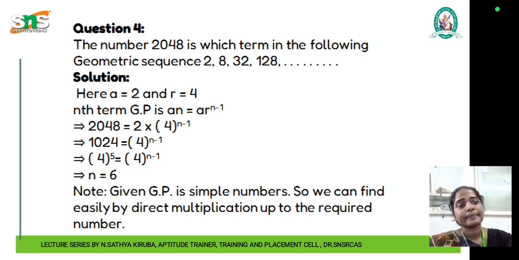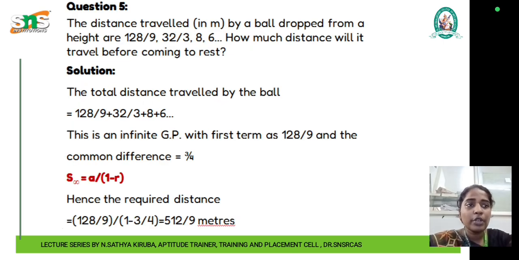Now there is one more point here. The GP has simple numbers, so we can find it easily by direct multiplication up to the required number. We can do it very easily also. Now going back to the next problem.